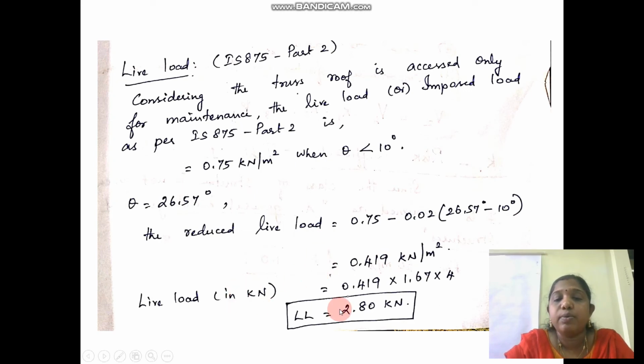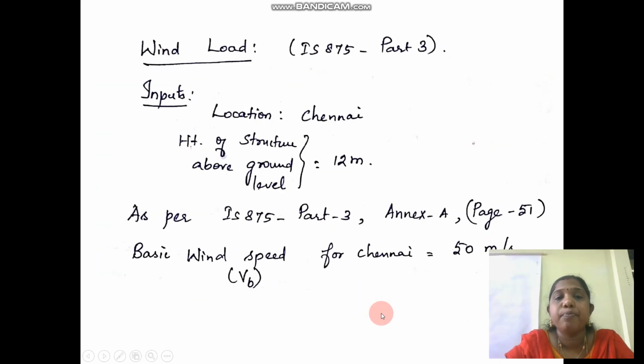So live load is equal to 0.419 into 1.67 into 4, which is equal to 2.8 kilonewton.